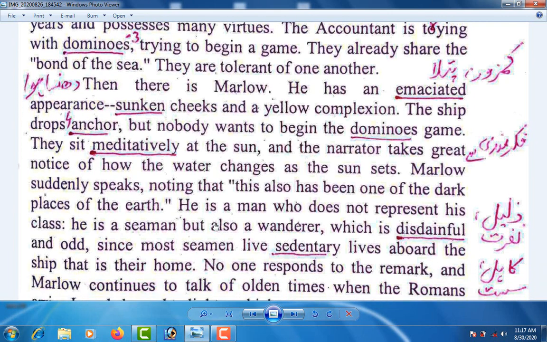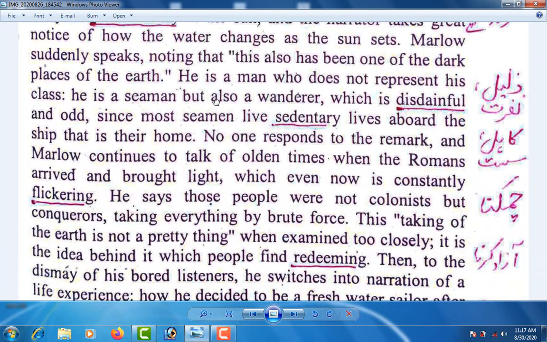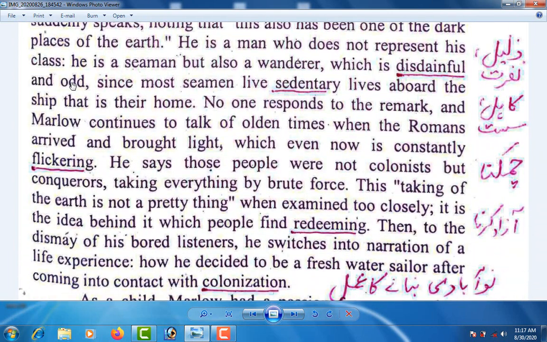He is a man who does not represent his class. He is a seaman, but also a wanderer, which is disdainful and odd, since most seamen live sedentary lives about the ship that is their home.